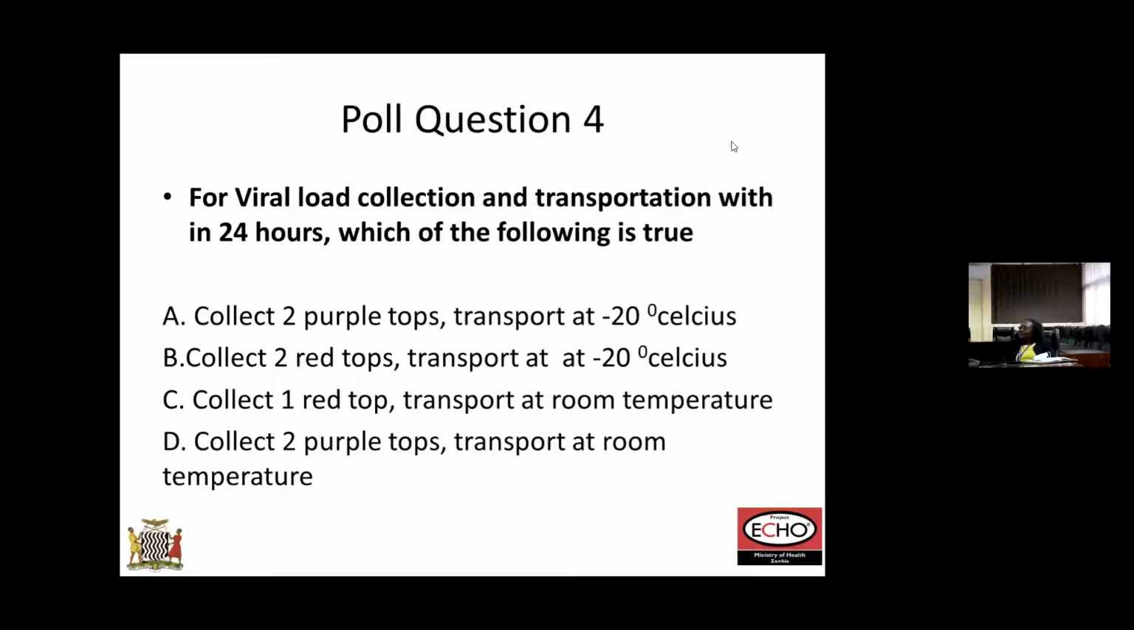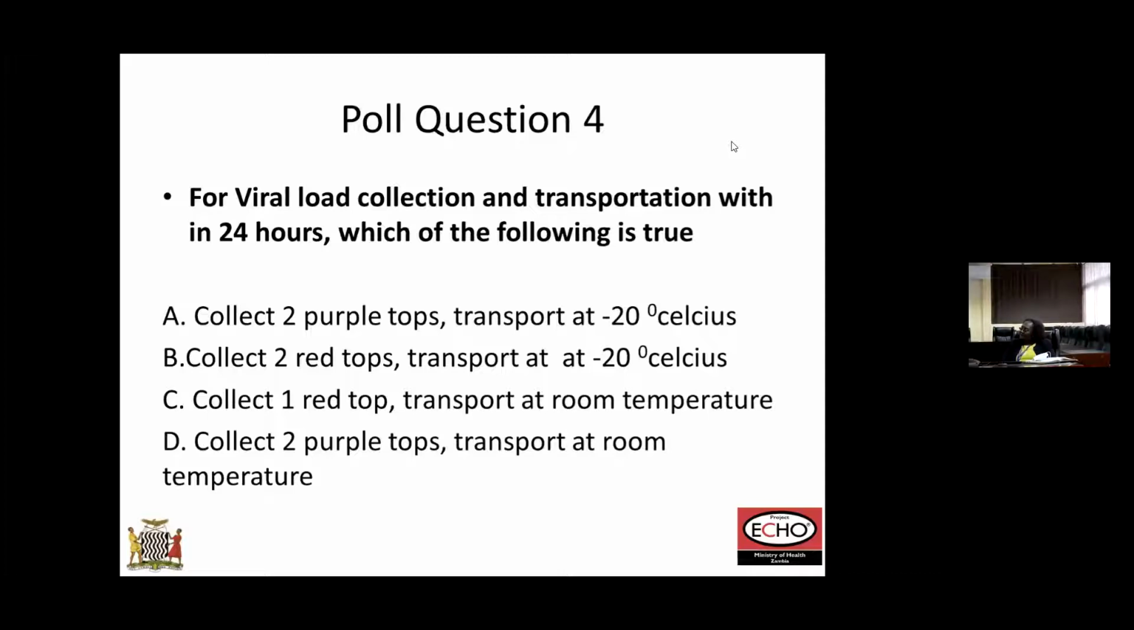So if you're going to collect a viral load, how are you going to do it in our facilities? I hope this will reflect what we do. Do we collect 2 purple tops and put them in a cooler at -20? Do we collect 2 red tops, transport at -20 degrees Celsius? Collect 1 red top, transport at room temperature? Collect 2 purple tops, transport at room temperature? We'll give it 5 more seconds.